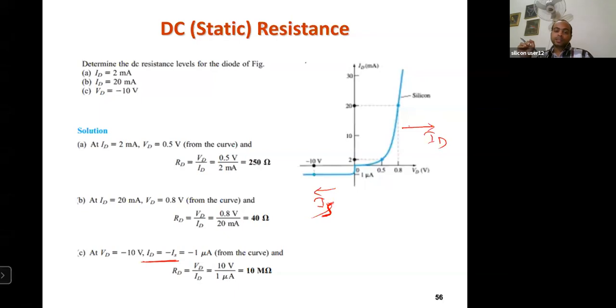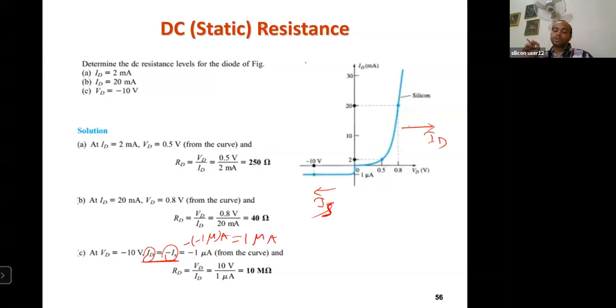In the reverse saturation current, the current is flowing in the opposite direction. That means if you want to say how much is the current in the right direction, then that is the negative of that one. So that's why ID equal to minus of IS, or minus of minus 1 microampere, which is equal to 1 microampere.